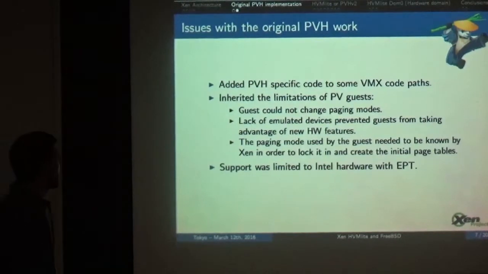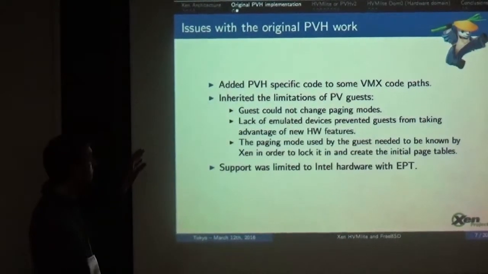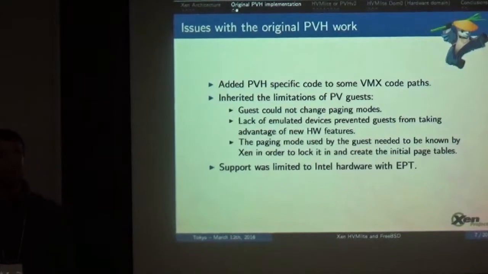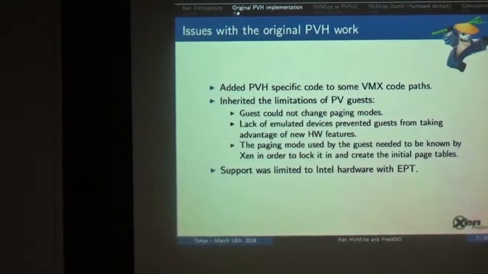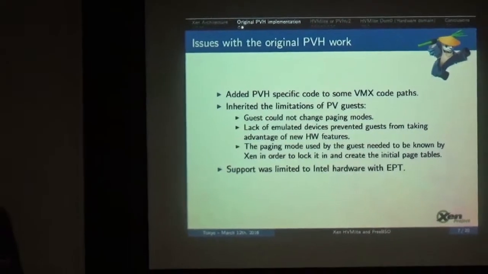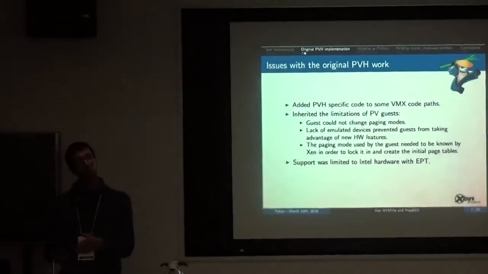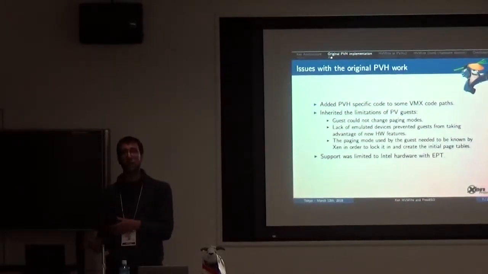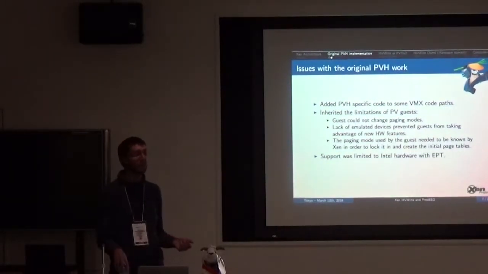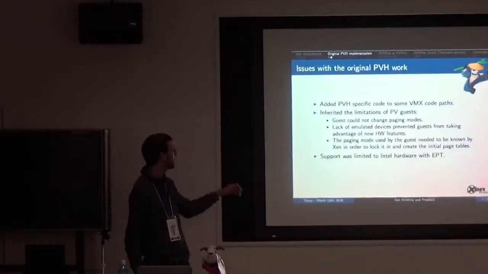And then there was also another very big limitation, which is the fact that when you launch a PV guest, you launch it with an initial set of page tables that are created by the toolstack. This means that when you create the guest, you need to know the bitness of the kernel in order to create the page tables. This was a very big problem, because you could not use a bootloader in general, because if you launch a 32-bit bootloader, it means that your kernel must also run in 32-bit. If you launch a 64-bit bootloader, the kernel must also run in 64-bit. This is a very big limitation in general, and we wanted to get rid of all of these.